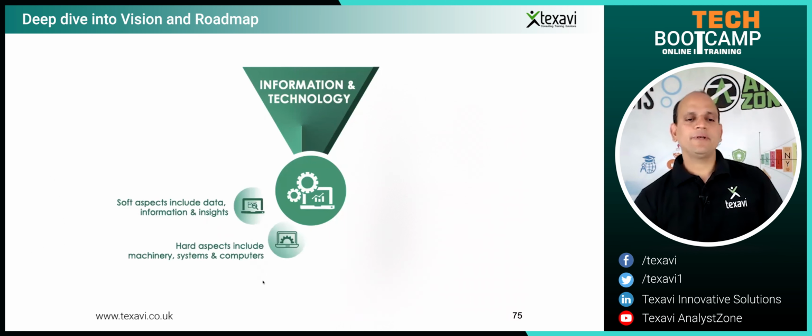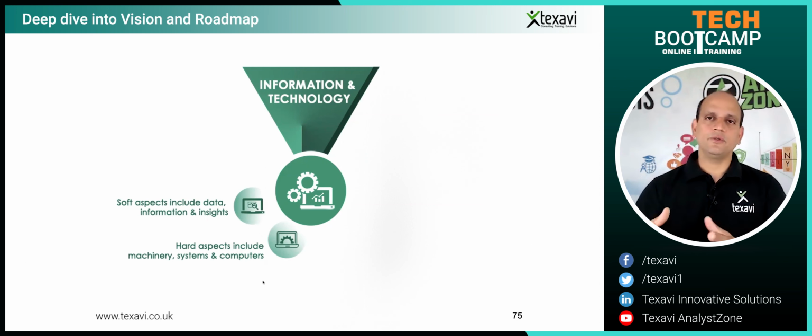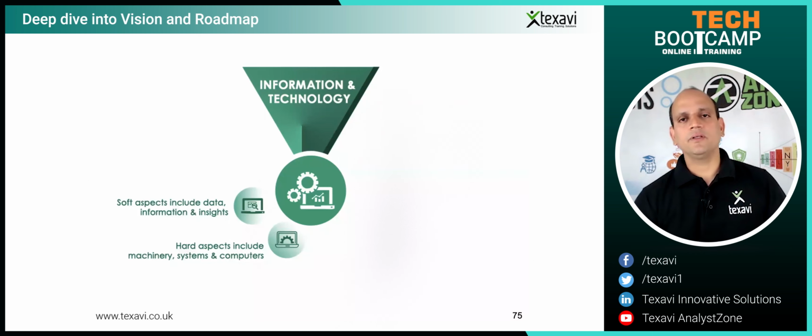And some of the harder aspects could be the machinery, the platforms. Are we going to have blade servers on the premises? Are we going to have cloud where we don't have to worry about maintaining that infrastructure? Somebody else is going to do that on our behalf. So the cloud, third parties and so on.